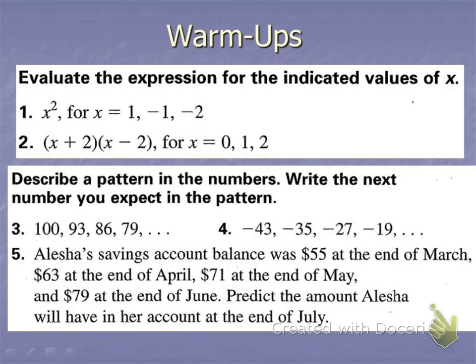So 1 and 2, I think, are a little difficult. If you were feeling totally lost, I would not get too anxious about it just yet. We are starting with this expression, x squared. We're doing it once for the number 1, once for the number -1, once for the number -2. Anytime you are plugging something in for x, keep it in parentheses.